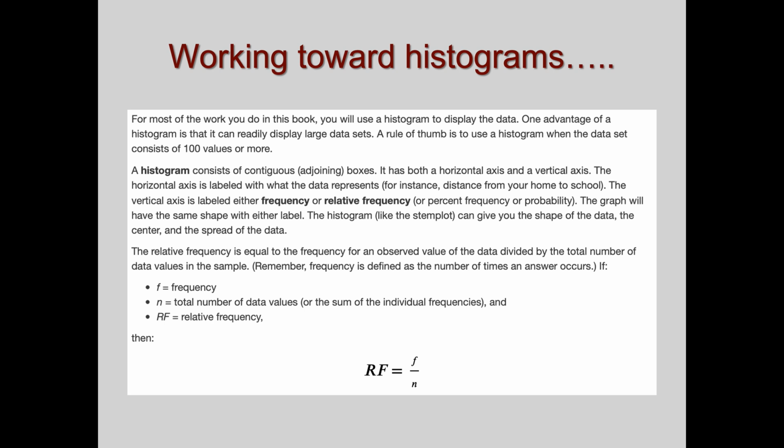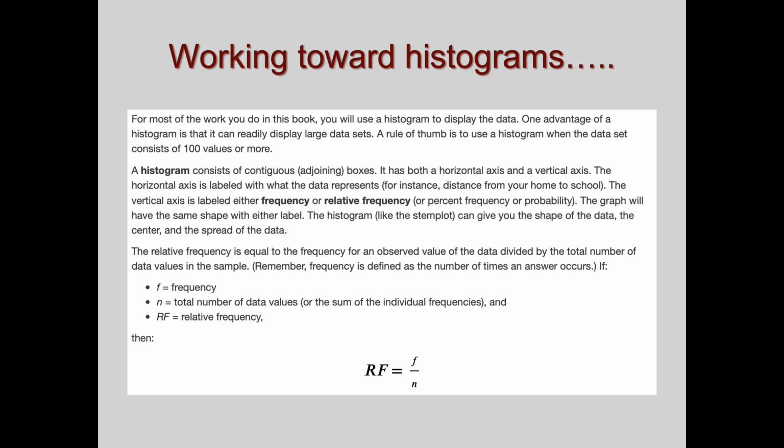Remember before we said that with a bar graph, you have to keep the bars separate, and then we said in the future we'll talk about histograms. Well, the future has arrived. Here is the histogram, and you have adjoining, connected boxes. Same thing: horizontal and vertical axes. The horizontal axis is labeled with what the data represents, for instance distance from home, or favorite color, whatever. And the vertical axis is the frequency or the relative frequency.